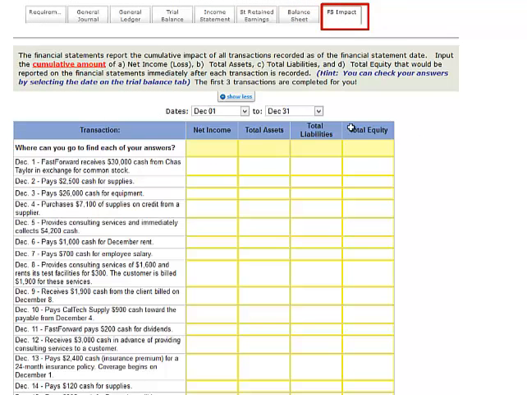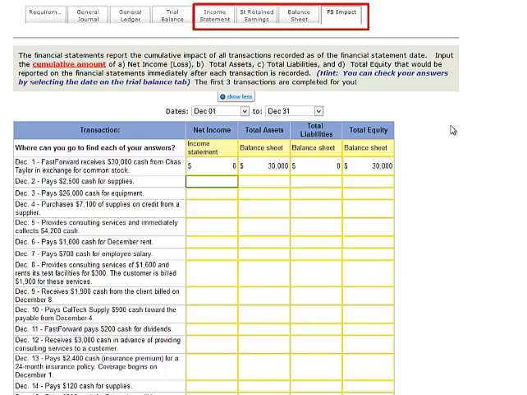The final tab in each question is an analysis tab, where the student is asked to demonstrate their understanding of the key learning objectives for each chapter. For this chapter, we're asked to input the cumulative amount of net income or loss, total assets, total liabilities, and equity. Net income after this first transaction is 0. Total assets, $30,000. Total liabilities, 0. And total equity is $30,000.